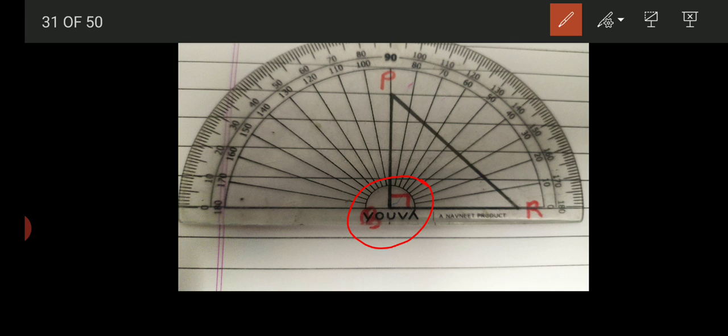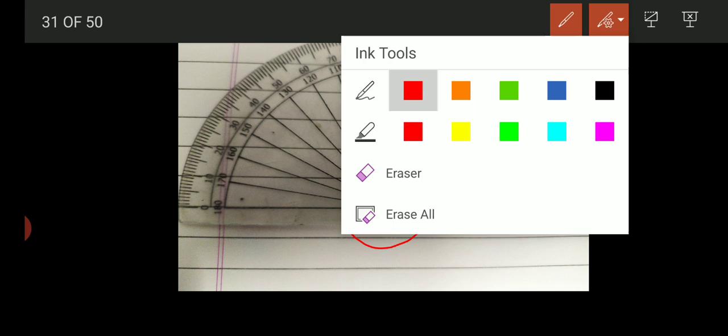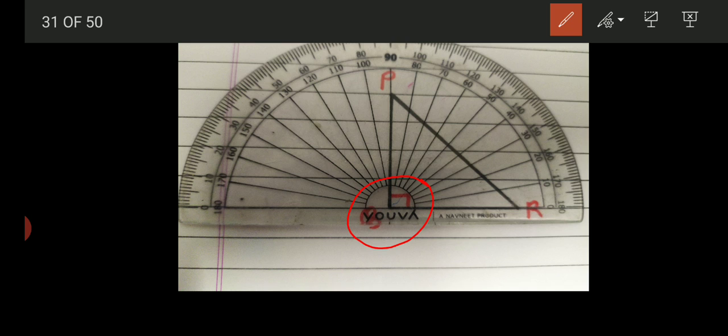If you now see over here, one arm of this angle Q goes towards the 0 degree, and the second arm of this angle Q is marking straight towards the 90 degree, right? So here we conclude that the measure of angle Q is 90 degree. Fine. Now let's move ahead to measure the next angle.